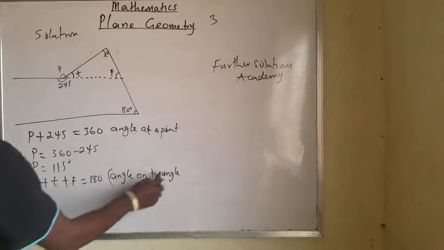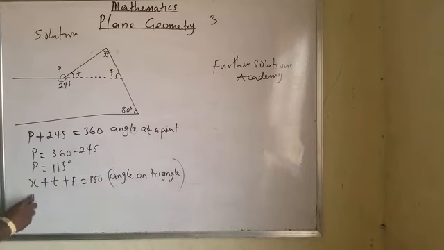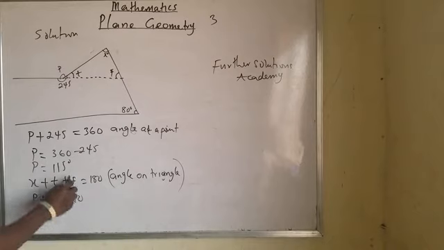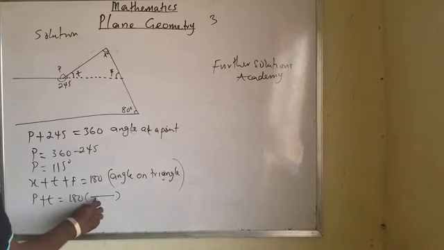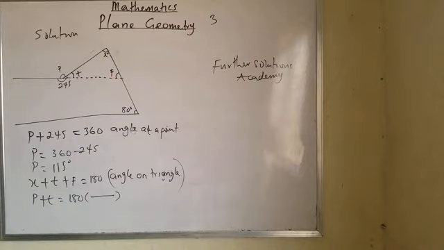Since I know that, do you know that I can say that P plus T equals 180, angle on a straight line? Since angle on a straight line comes into play, my T will be equal to 180 minus my P. My P is given as 115. My T will be 65 degrees.